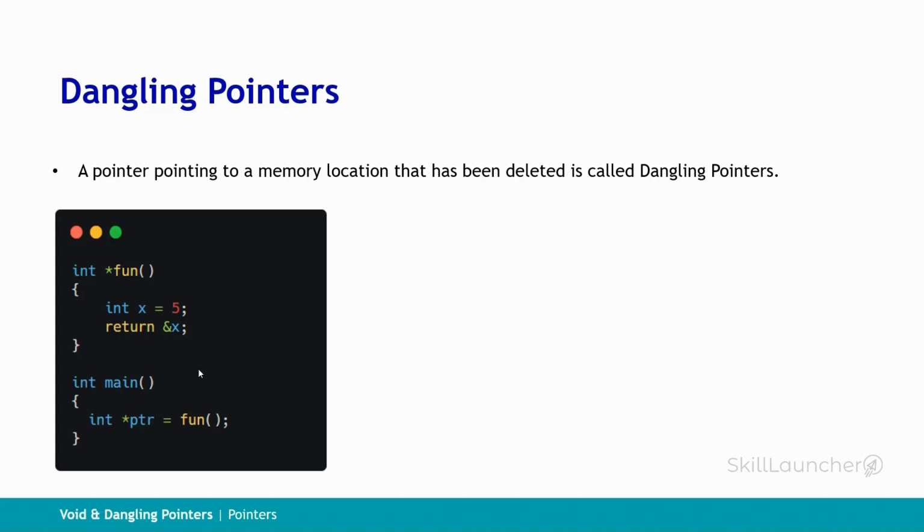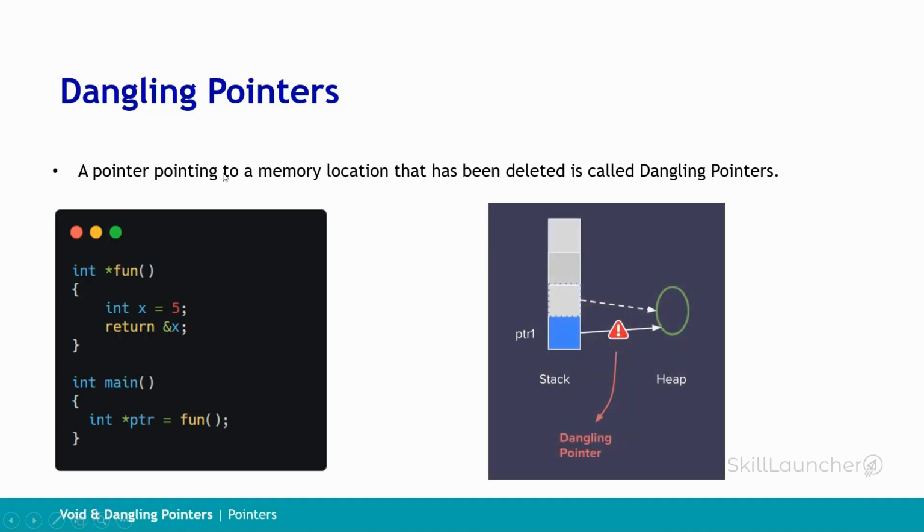So if we return the address of x and get it stored in star ptr, the star ptr would point nowhere because the variable x has been destroyed. So this is what we call a dangling pointer. A pointer first pointing to some memory location, but the memory location has been deleted, so ptr could not point anywhere because the memory location has been deleted. So this is what we call a dangling pointer.